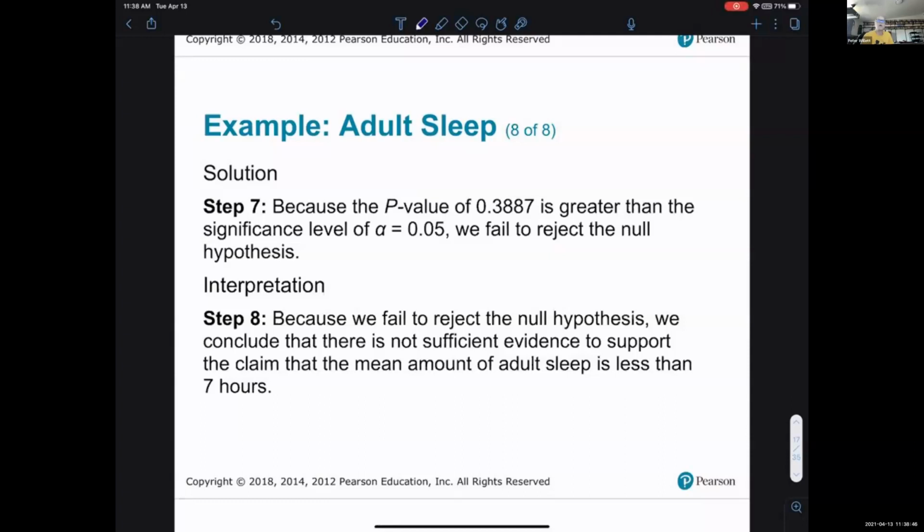If the p is low, the null must go. If the p is not low enough, then we fail to reject the null. There is insufficient evidence to support the alternative claim and to reject the null claim. So the interpretation, because we failed to reject the null hypothesis, we conclude that there is not sufficient evidence to support the claim that the mean amount of sleep is less than 7 hours.